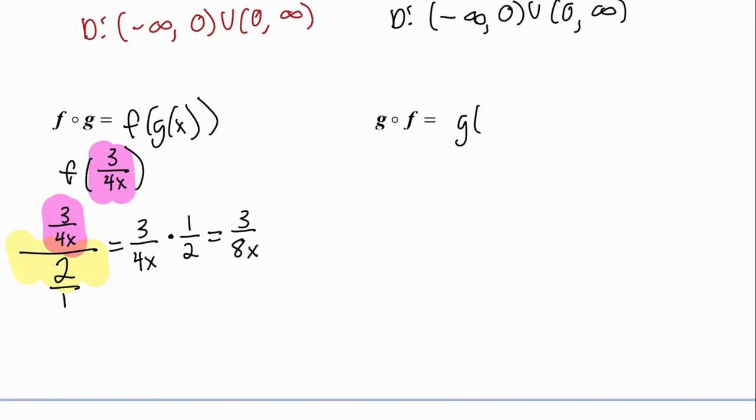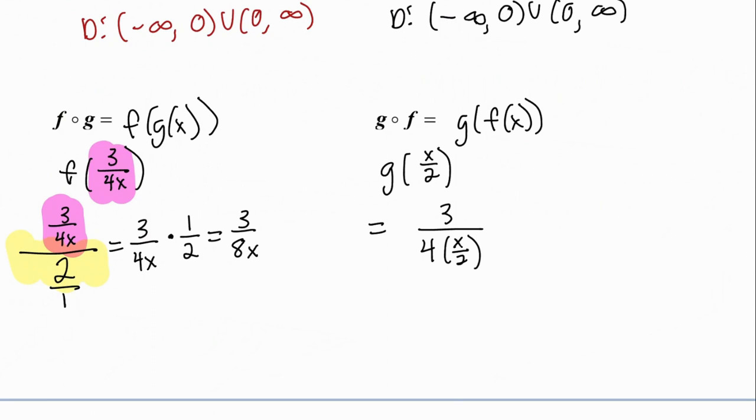We do the same thing going the other direction, g of f of x. So into g, we're plugging in x over 2 this time. Okay, so that's going to be 3, that's not changing, over 4 times x over 2. So again, that x over 2 is representing that f equation that we're plugging in, but everything else is representing g. So the nice thing here, though, is if we think about it, 4 times x over 2 would be 4x over 2, and 4 divided by 2 is 2. So really, this just turns into 3 over 2x, and we can stop there.